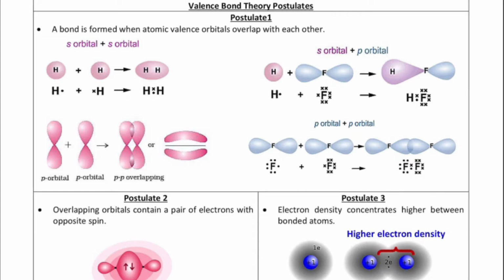Okay, so untuk orbital, there are 4 types of orbital yang kita dah belajar dekat chapter 2. So there are S orbital, P orbital, D orbital and F orbital. But in this chapter, we are going to focus more on S and P orbital only. Okay, so kita nak tengok ada berapa jenis valence orbital overlapping ni. The first one adalah yang paling senang, iaitu S orbital overlap with S orbital.